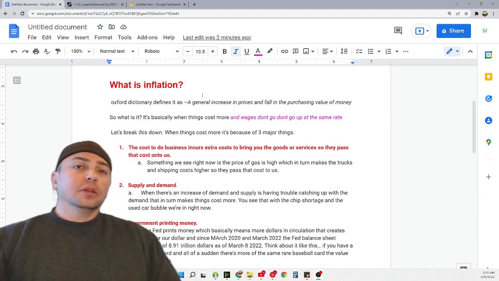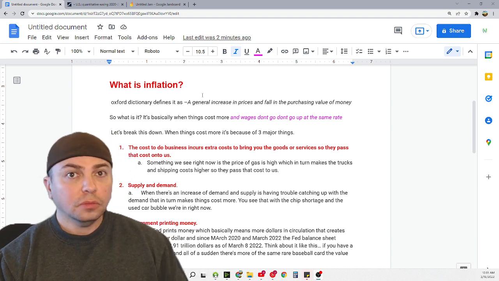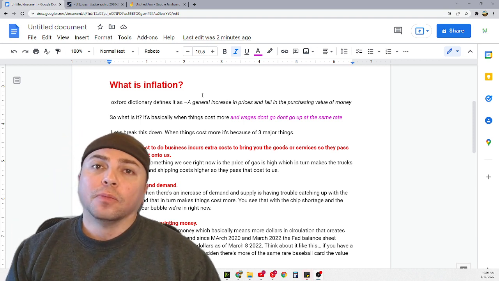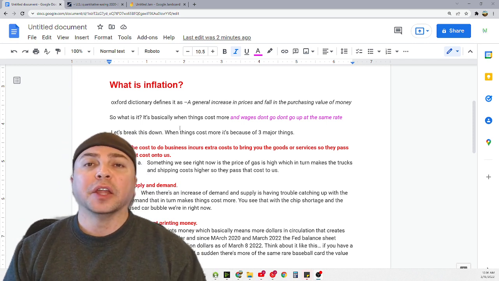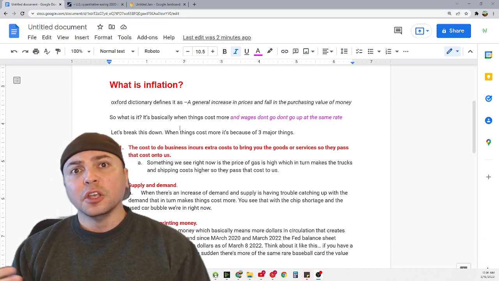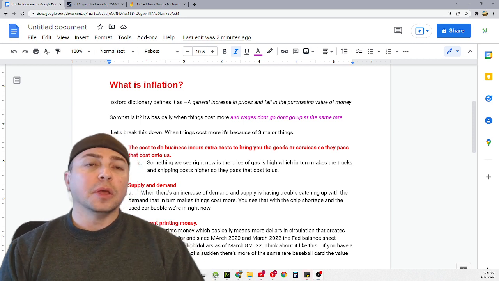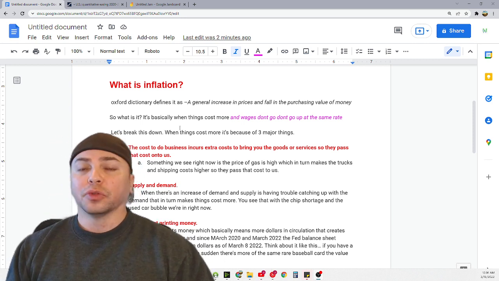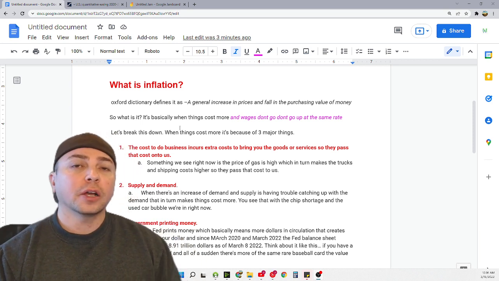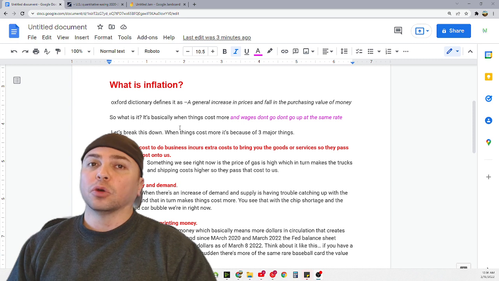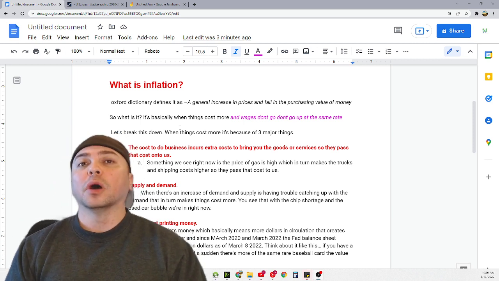So let's break it down. Basically, there's three reasons why inflation happens. One of the main reasons is the cost of providing goods and services. If a supplier or a manufacturer is incurring extra costs, maybe to get the wood or to transport the wood to make the desk that your computer desk is on, they're not going to eat those costs. They're going to pass those costs over to the consumer, and that's one reason why prices go up.